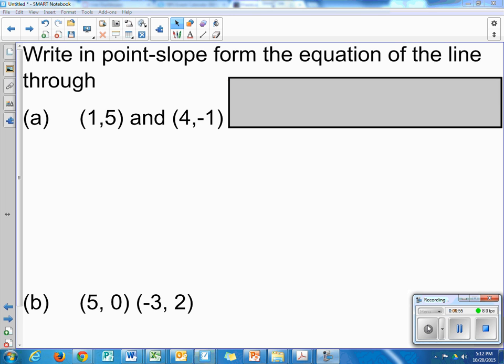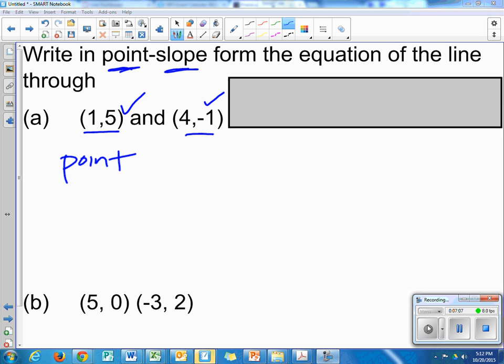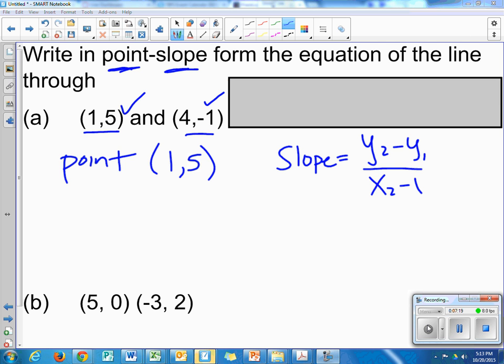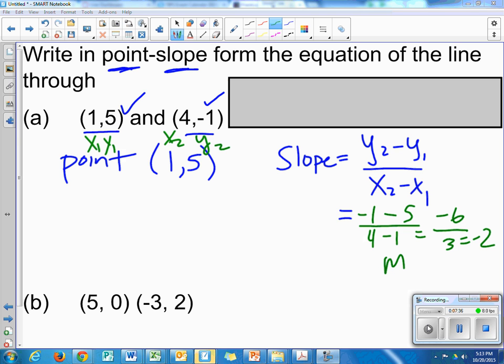Alright, let's move on. If we need to write this in point-slope form and you're only given two points, what do you think we need? We need a point. So we can select this one here or this one. Let's choose (1, 5). It doesn't really matter. Then we also need a slope, and that is the same form we used before. So we're going to substitute real quick. We get x1, y1, x2, y2. Now we have -1 minus 5, divided by the whole thing by 4 minus 1. So it's going to be -6/3, which gives us -2, and that is our slope.